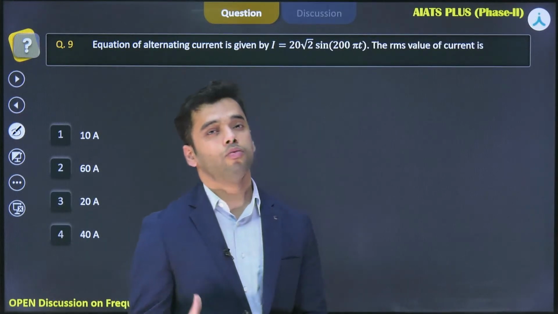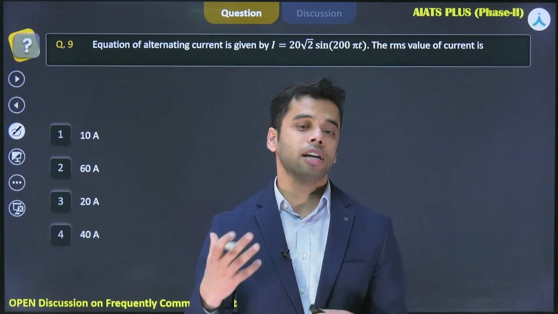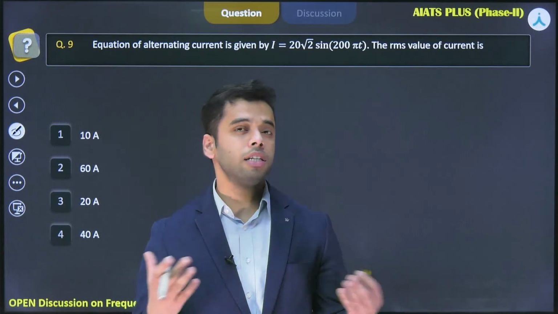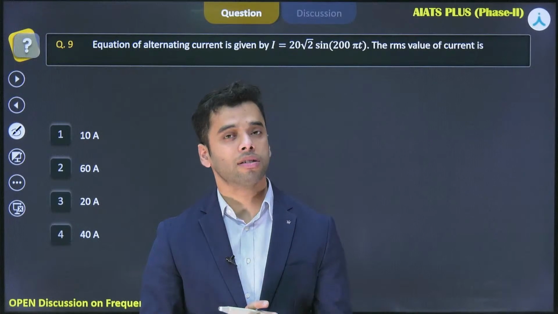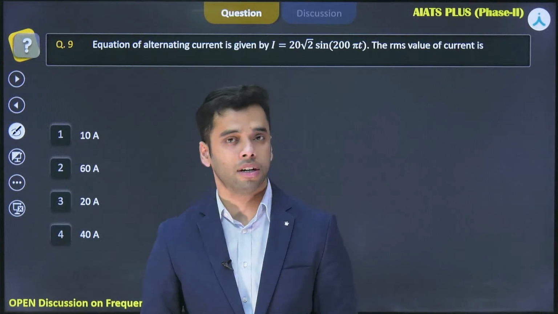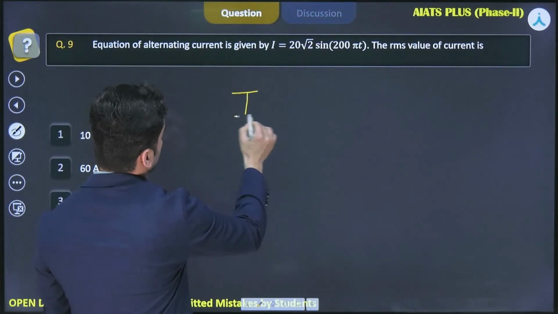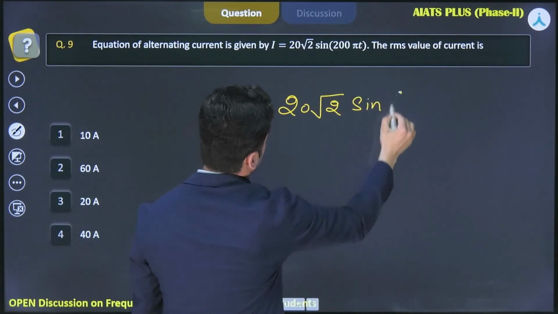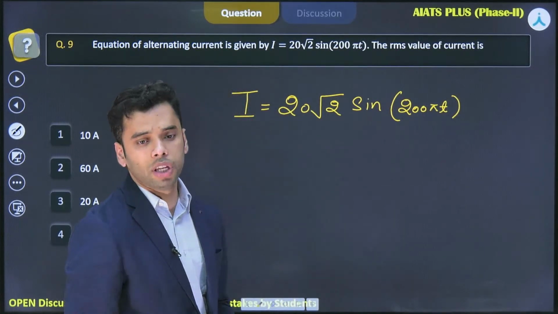Dear students, what is the funda behind introducing the RMS value? You can understand the RMS value to be the DC equivalent while dealing with alternating current. So you need a DC equivalent to compare the results between the DC current and the alternating current. So RMS, you can treat it as DC equivalent. You have been given the equation I equal to 20 root 2 sine 200 pi t, and you have been asked the RMS value of the current.